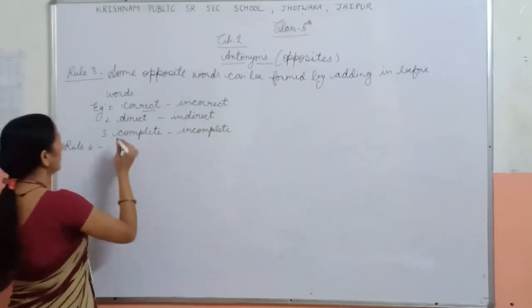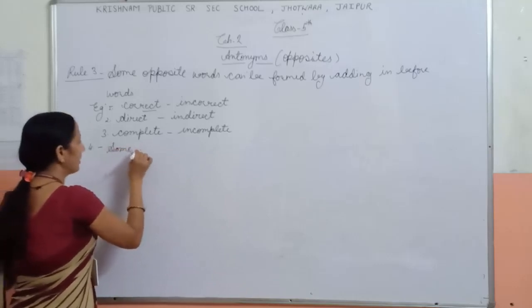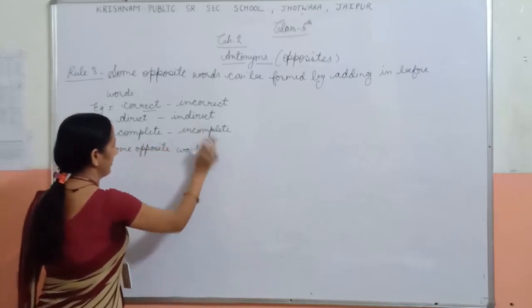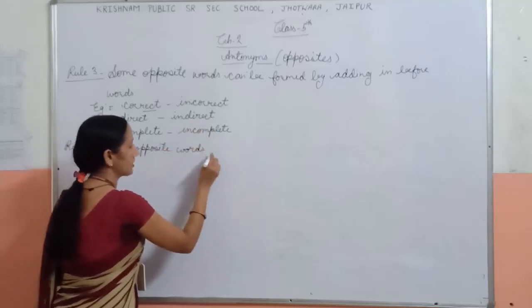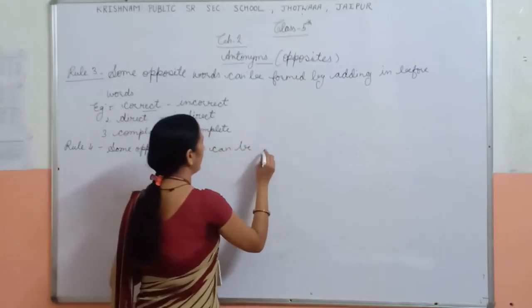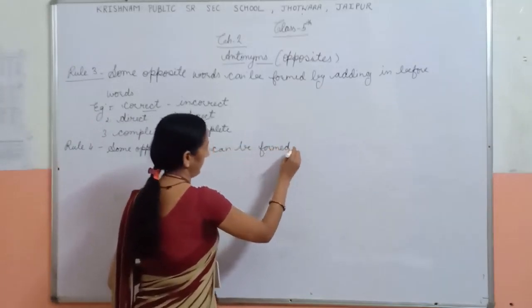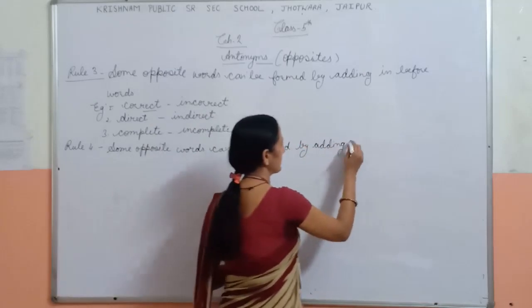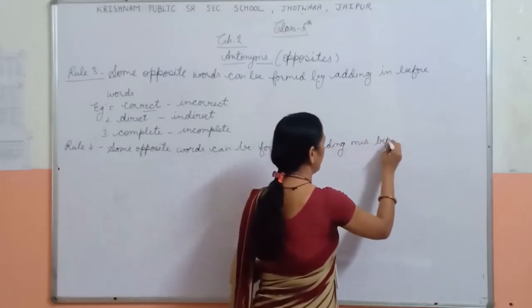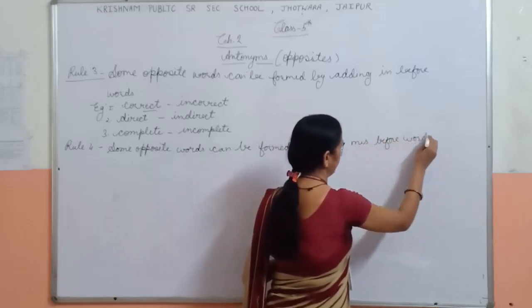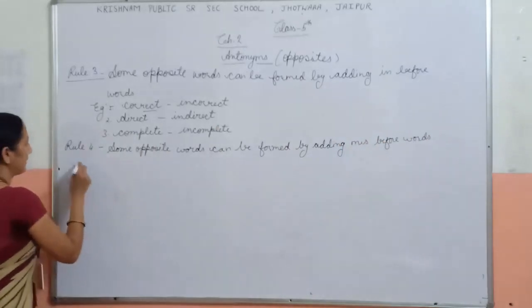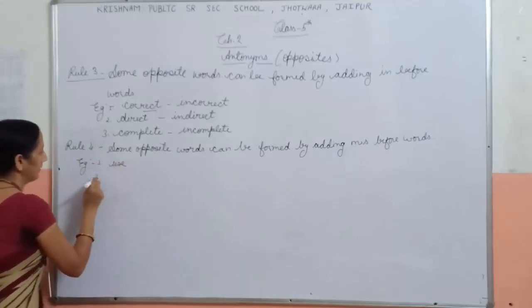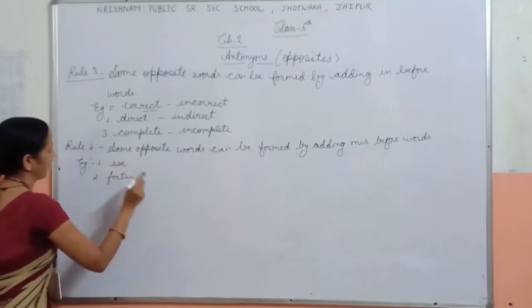Now rule number 4 is some opposite words can be formed by adding mis before words. Now example here. First is use. Fortune.